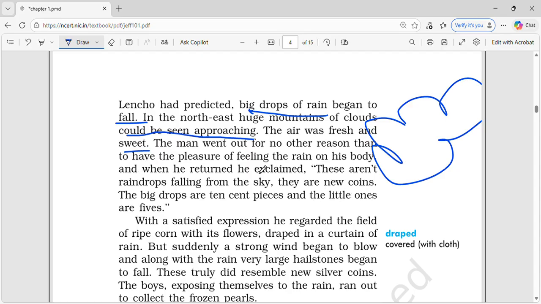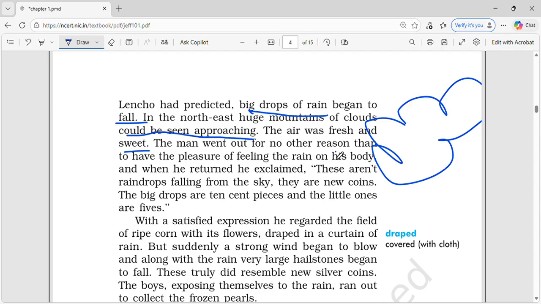than to have the pleasure of feeling the rain on his body, and returned and exclaimed, "These aren't raindrops falling from the sky, they are new coins. The big drops are 10 cent pieces, and the little ones are 5." What? देखो अब क्या है। Lencho had asked for 100, याद है कुछ 100 pesos. Yes.